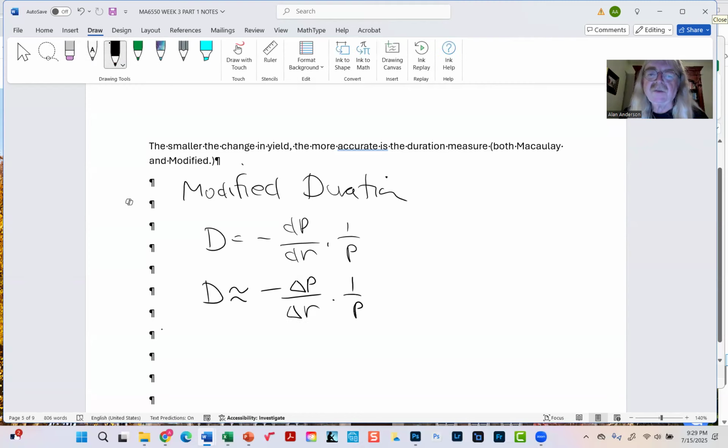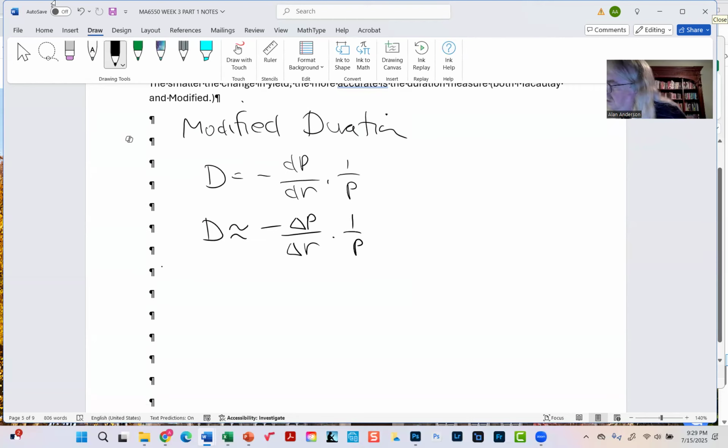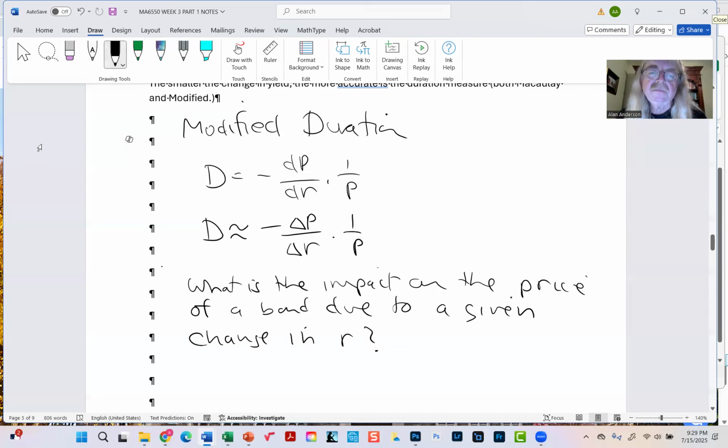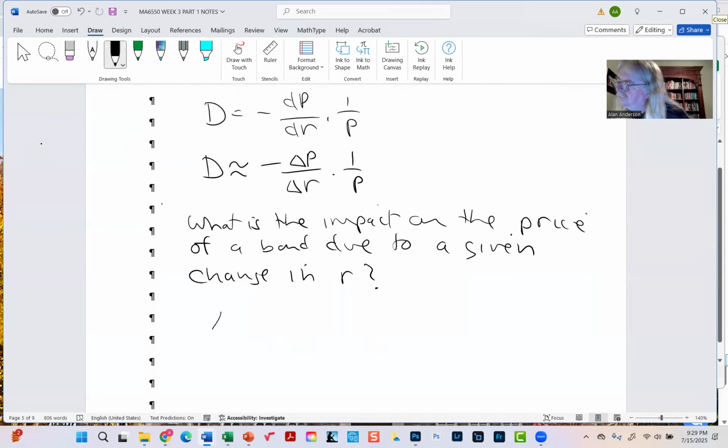Now, I can do a couple of interesting things with this. First, imagine that I'm interested in the changes which depend on the price of a bond due to a given change in R. I can rearrange this algebraically and end up with this.